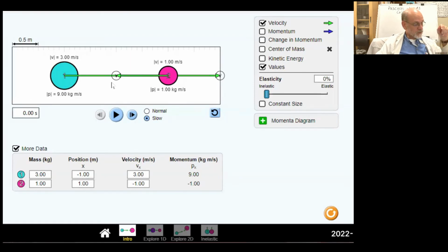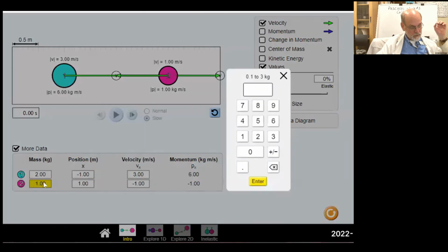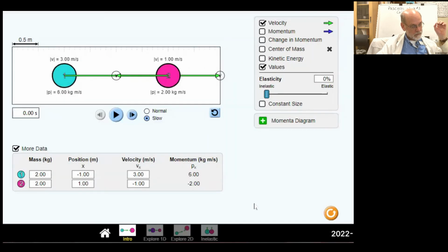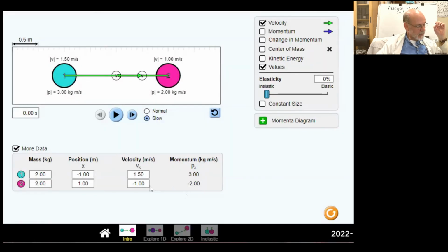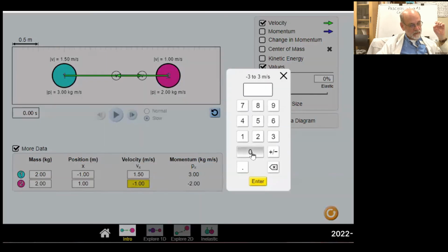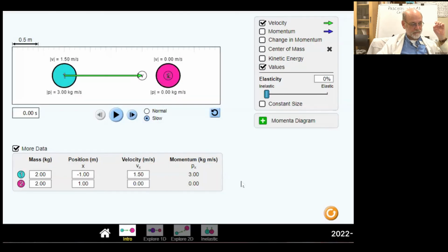Okay, for this one, you do the same thing. You set the masses, right? For the first experiment, this one's 2. For the second experiment, also 2. Okay. The velocity for 1 is 1.5, and then 0. So the second mass is stationary. Okay. Notice that the total momentum here is 3. 3 plus 0 is 3.